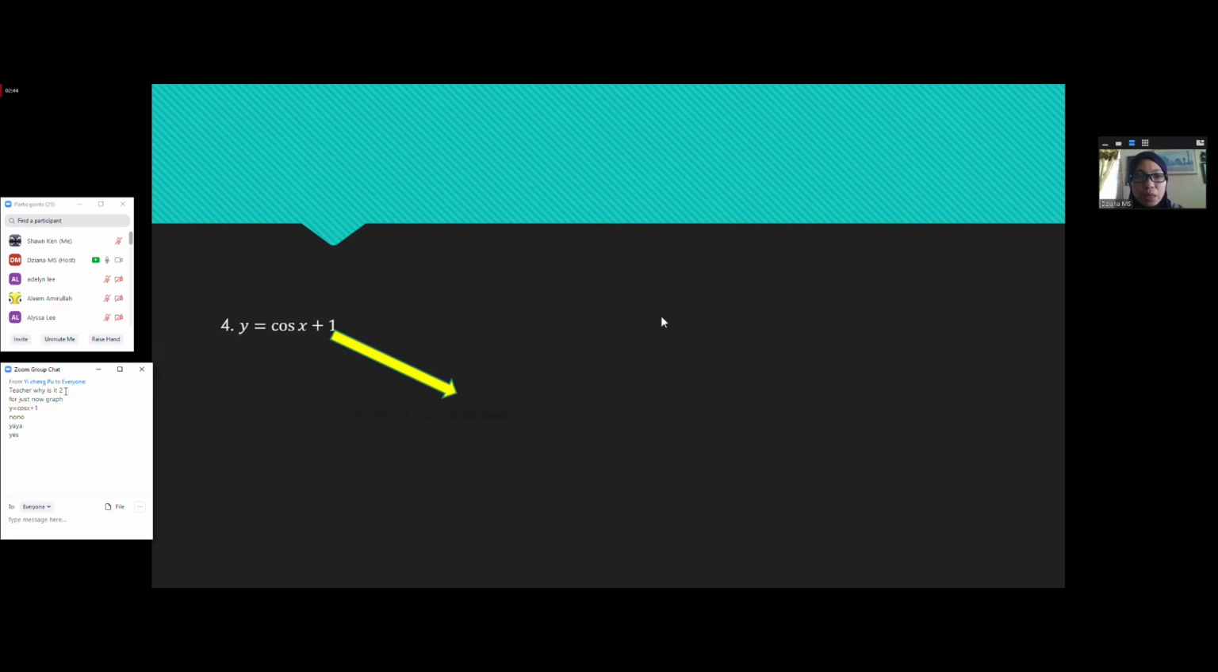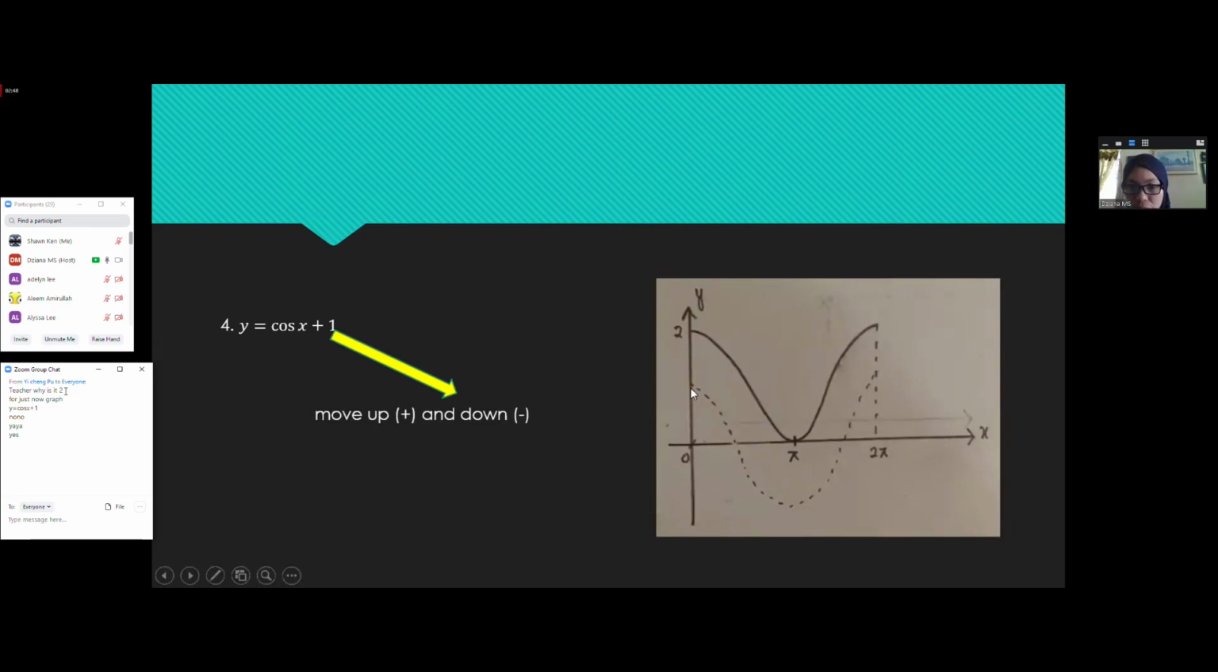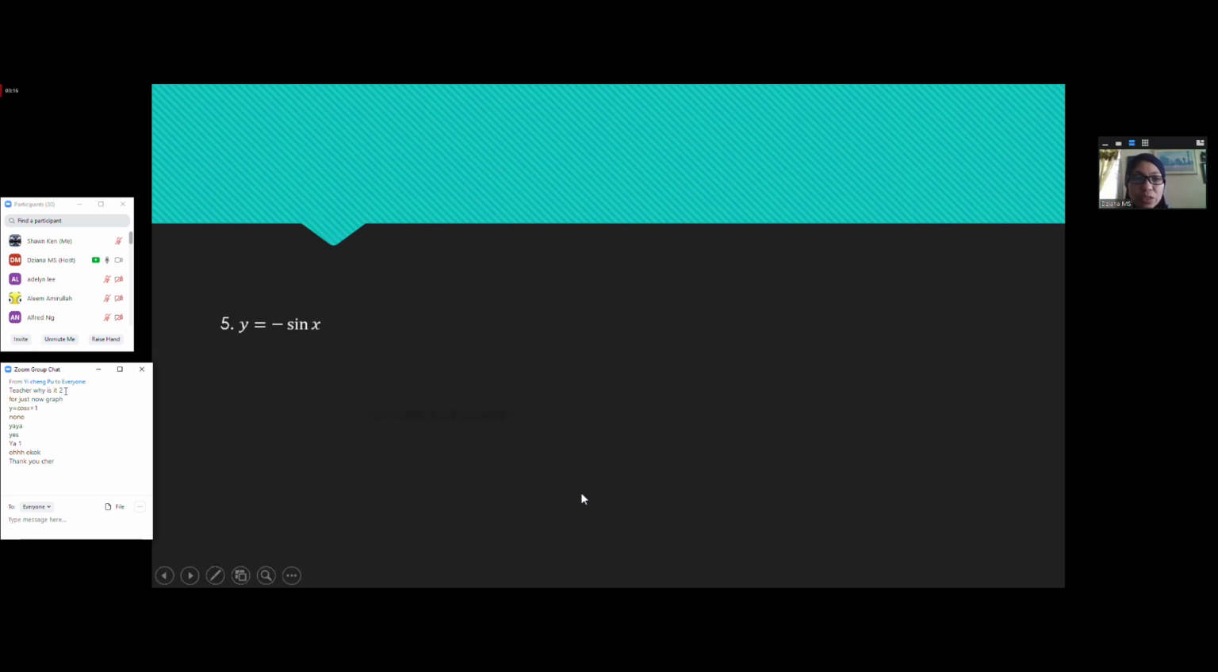Okay. Remember, the original here should be 1, right? The maximum value is 1, then the minimum value is negative 1. So when you plus 1, the 1 here becomes 2, and the negative 1 here becomes 0. Understand? Okay. Any more questions? Okay, no more.